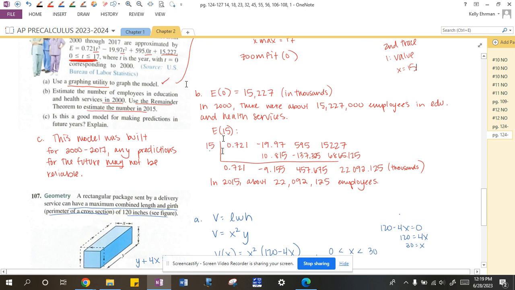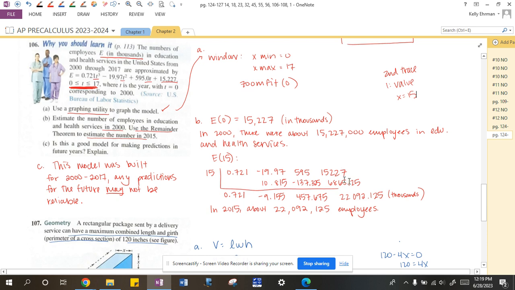But anyway, I set up synthetic division. I still used a calculator because I'm not trying to do all of this without. And I got this answer here. So remember, the remainder theorem says E of 15 is equal to that number. Again, that's thousands of people, so I multiplied it by 1,000. I moved the decimal place 3 spots to the right. So in 2015, our model says 22,092,125 employees.